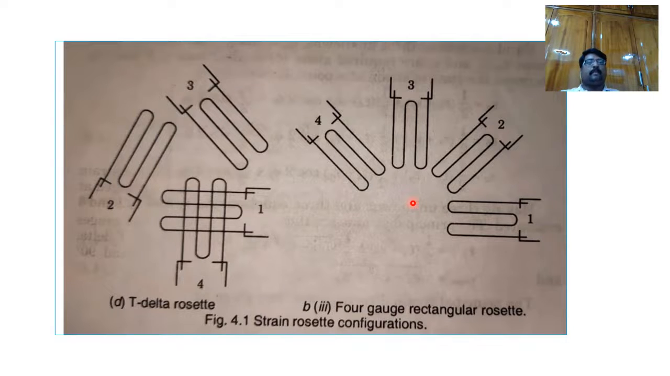What is the importance of the strain rosette and the classification of strain rosettes? Now we are going to derive the stress and strain relationship in the strain rosettes.